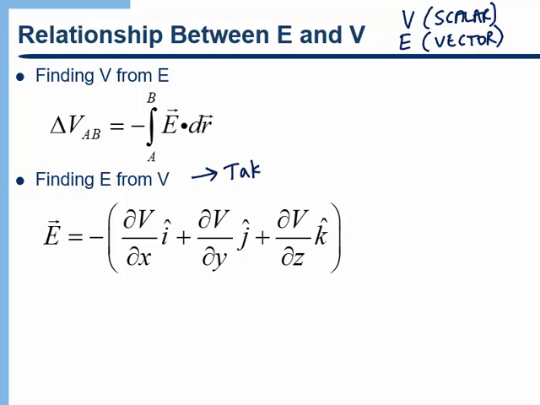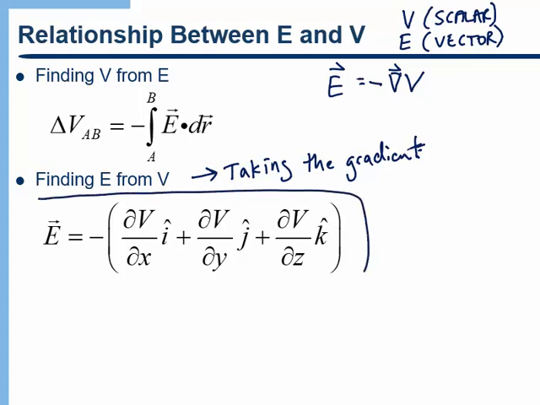So taking the gradient. And I'll just tell you what it actually looks like in Calc 3. Again, I won't require you to know this particular thing, but the way that we write it in Calc 3 is that E is equal to minus del, so that's called the del operator, times V. Don't worry about that if you've never seen it before, but just for you Calc 3 folks, I want to throw that in there. But this is what I want you to understand, which is what is that del? What does that mean? Well, it's just taking derivatives.